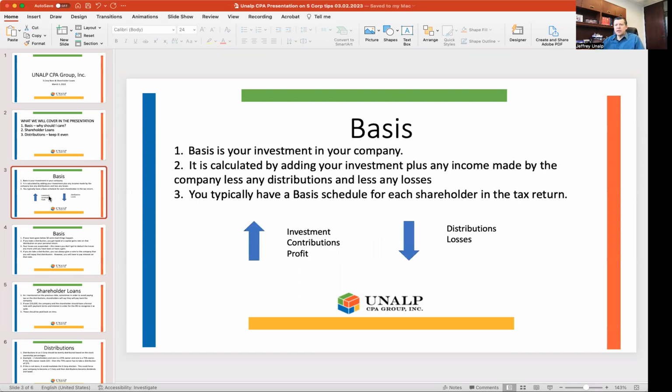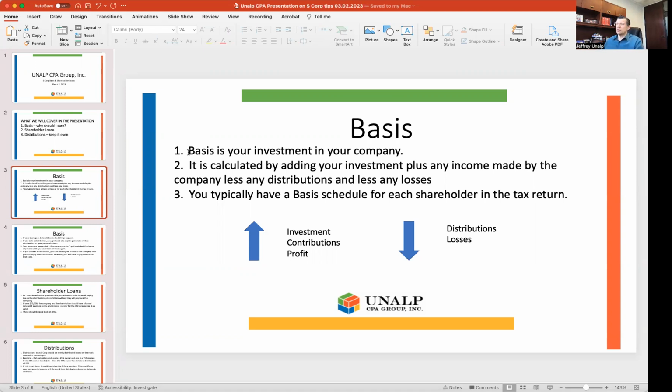So basis, think of basis as like a bank account. You have your initial investment or initial deposit, and then you put more deposits in and your bank account goes up. And then you take some money out and your bank account goes down. Here, basis is like a bank account. It shouldn't go below zero. If it goes below zero, some bad things happen. And that's what I want you to focus on here.